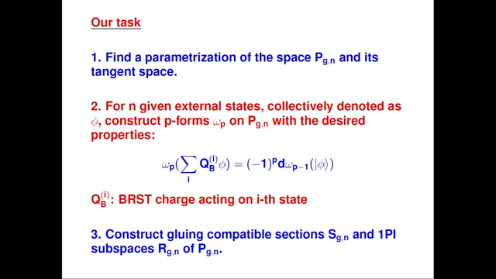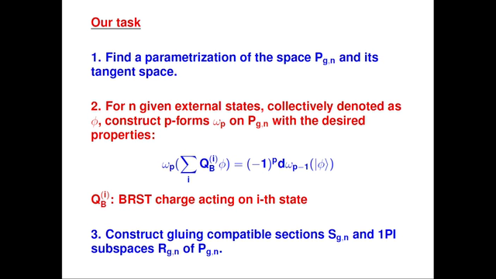The next task will be the following: if we are given some n external states, which we will collectively denote as phi, we want to construct these p forms omega p on PGN with the desired properties. I will explain what the various desired properties are, but in particular we need a property that I mentioned, and this property is crucial for first of all showing that the on shell amplitudes are independent of the choice of local coordinates, but also more generally to get various identities involving off shell amplitudes.